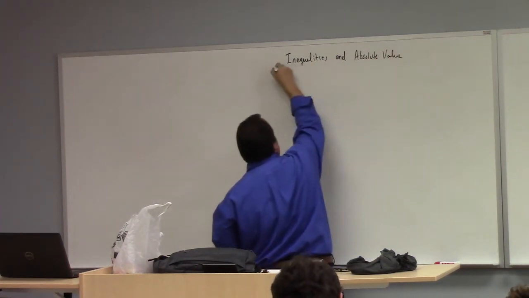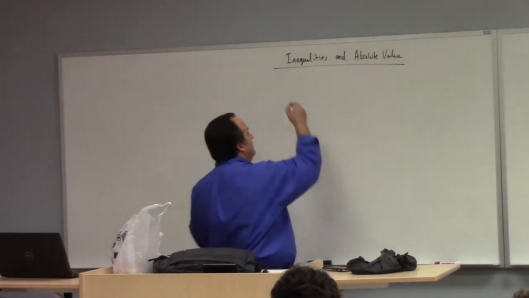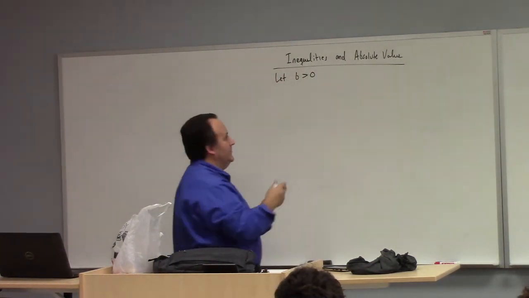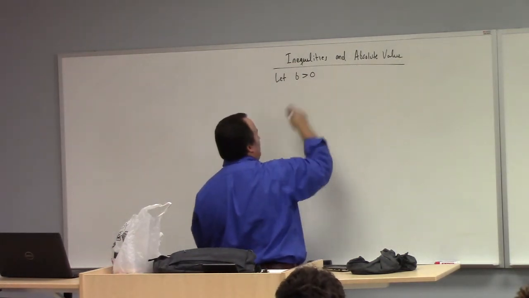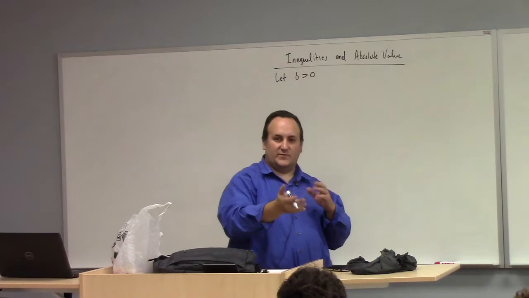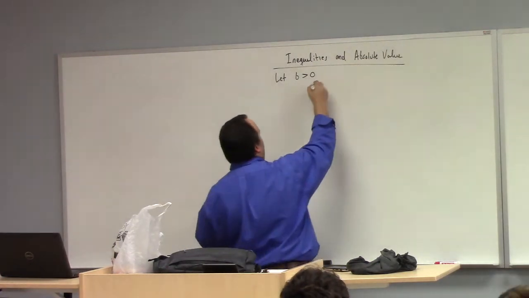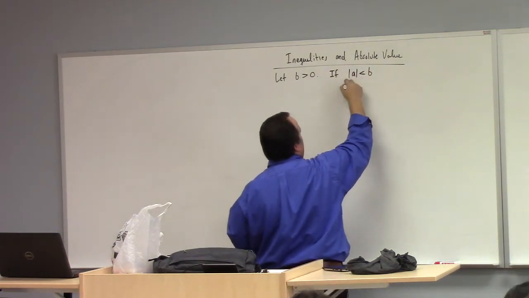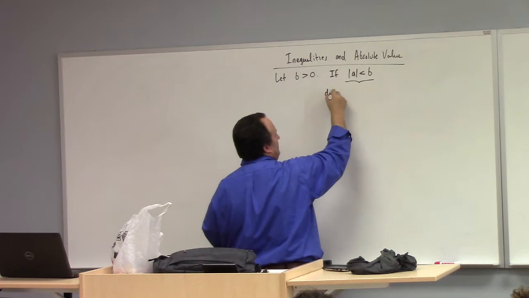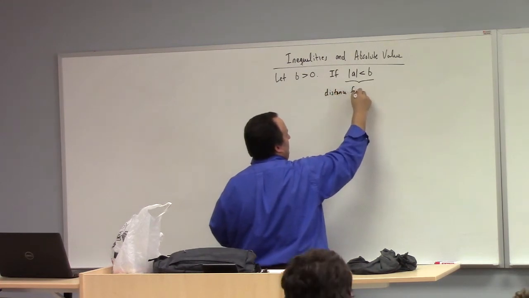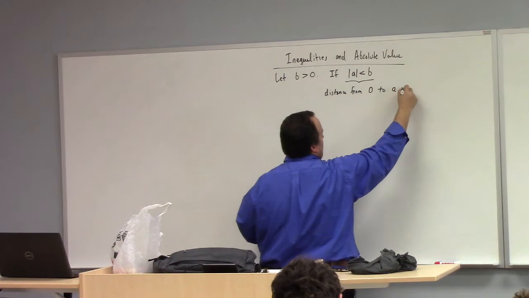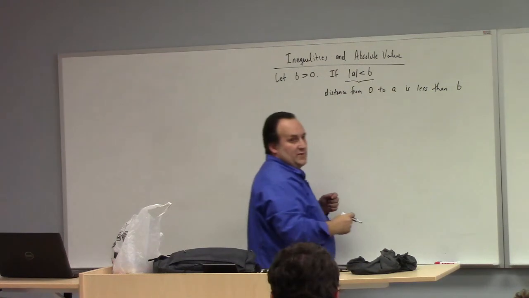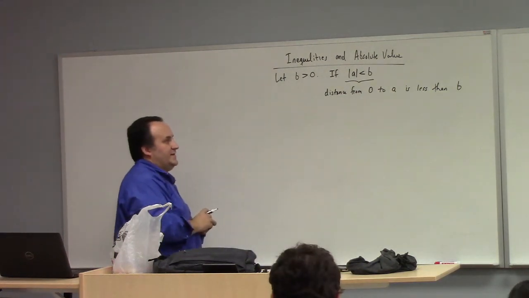Absolute value. All right, so here we go. Let B be positive. And I want to point out something. You guys already told me that the absolute value is distance from 0, right? So think about this. If the absolute value of A is less than B, what's that mean? This means that the distance from 0 to A is less than B, right? The distance from 0 to A is less than B.